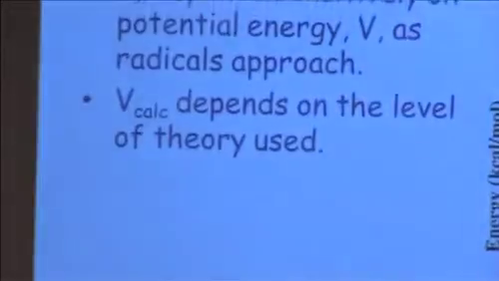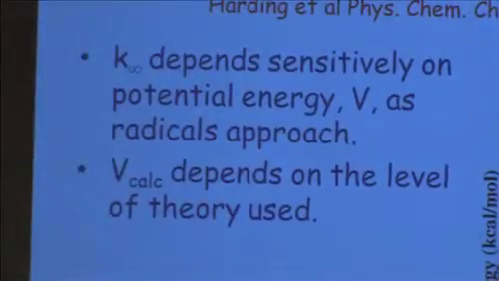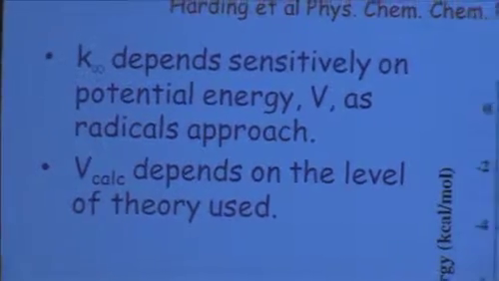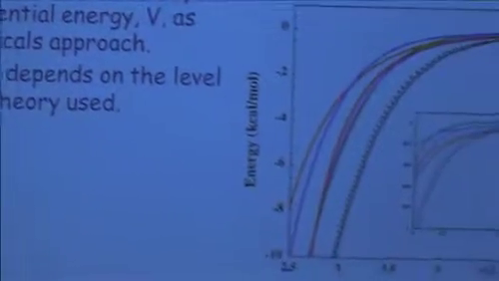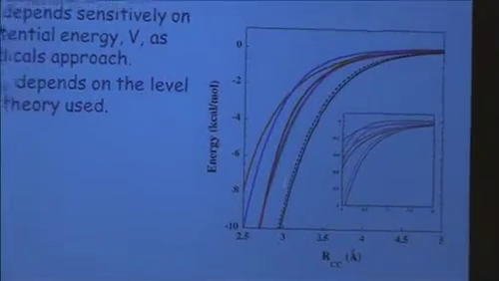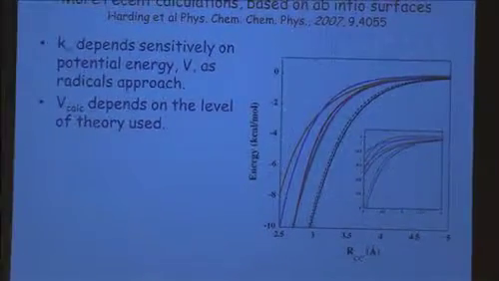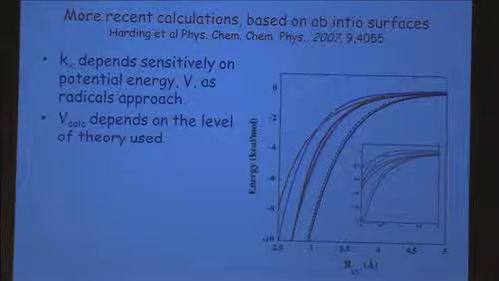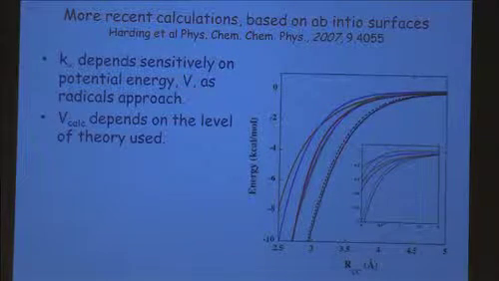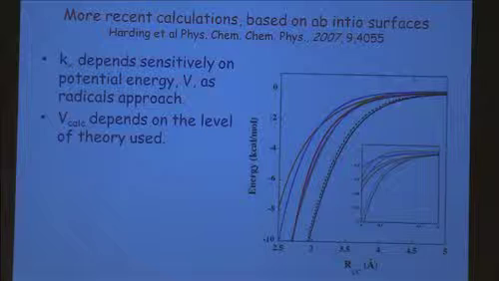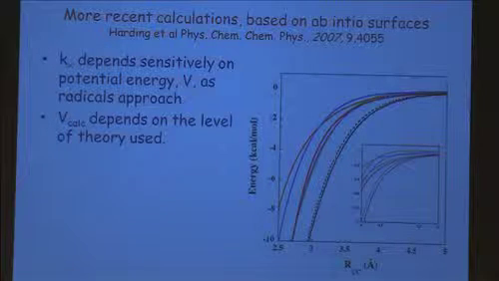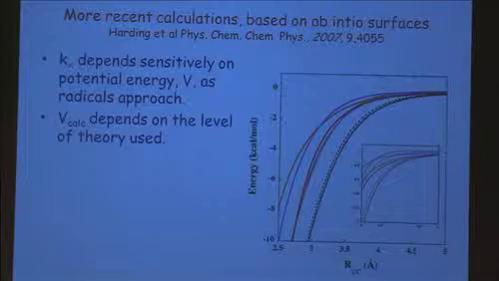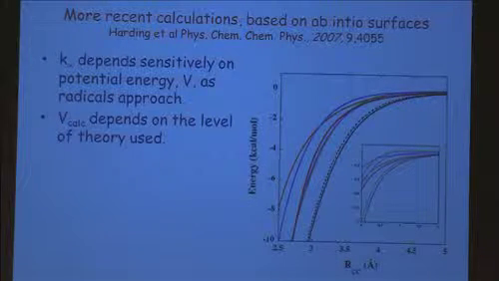So this potential depends upon the level of theory used. This is a whole series of potential energy functions calculated at different levels of theory, and this is the highest level of theory here. You can see these are the energies in kilocalories per mole. We're going eventually to form C2H6, so C2H6 is formed way down here. But nevertheless, there are significant differences between these potential energy curves at large distances.